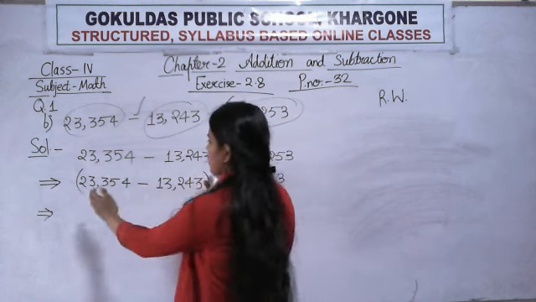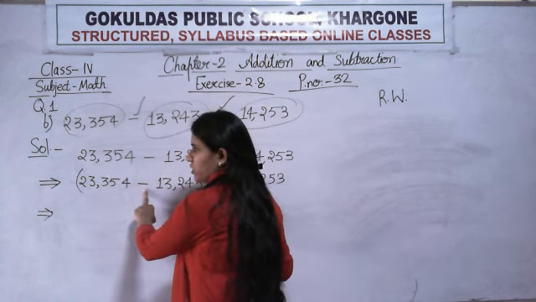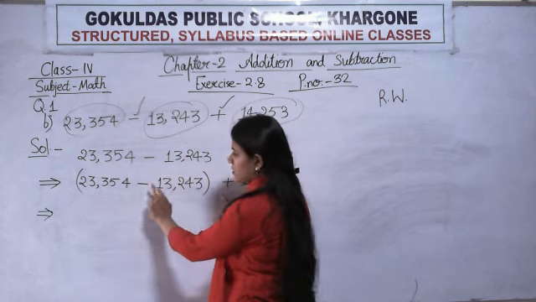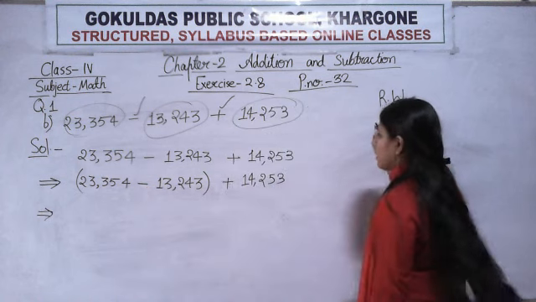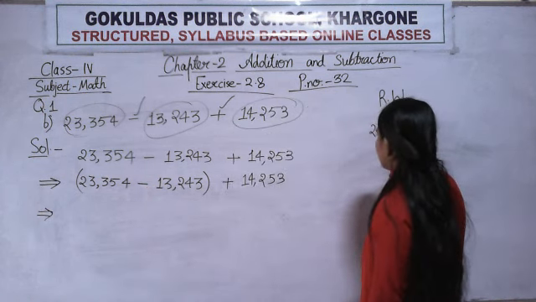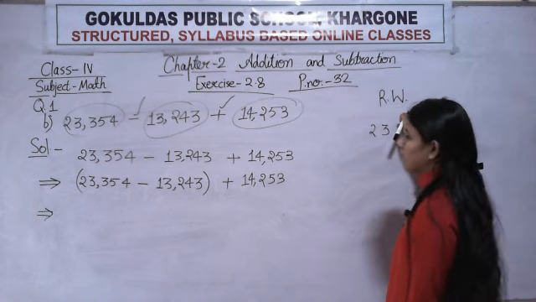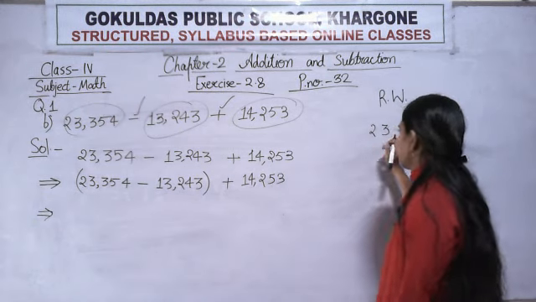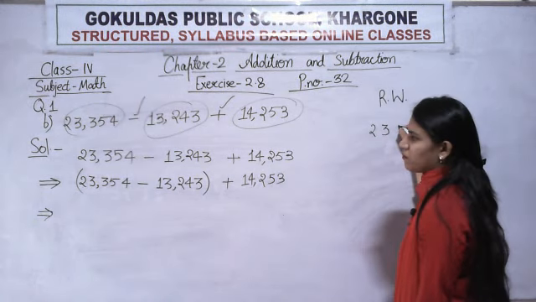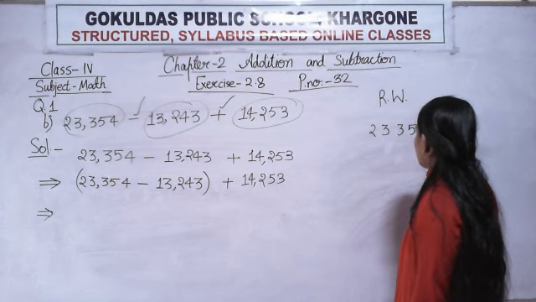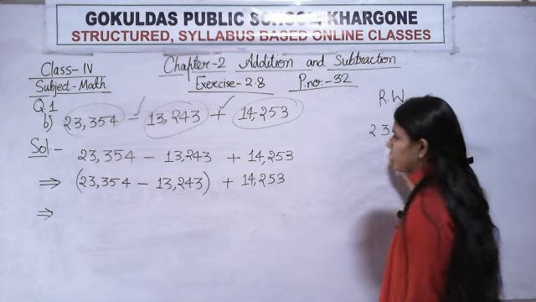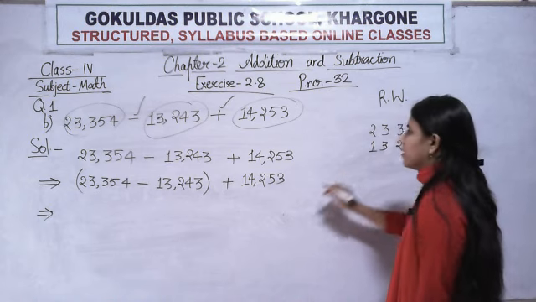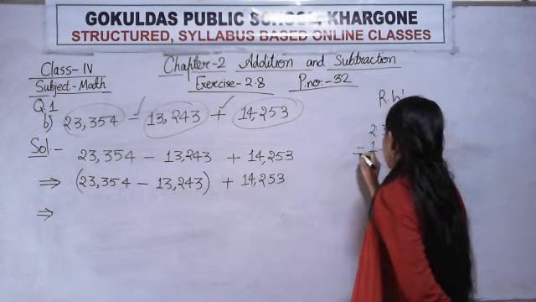Okay, and according to the rule, you always solve the bracket first. So in the bracket you see that 2 numbers are there and subtraction operation is there. So you will arrange both the numbers column wise and perform subtraction. In rough work you can do subtraction. It is your rough work. You can show rough work by pencil in your copy. Arrange the numbers. First number is 23,354 and your second number is 13,243. Put this minus symbol here.